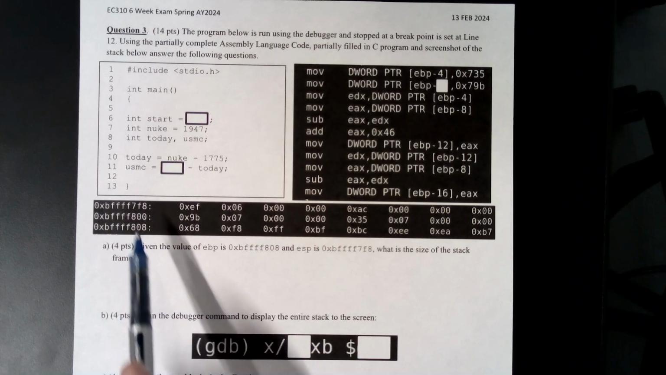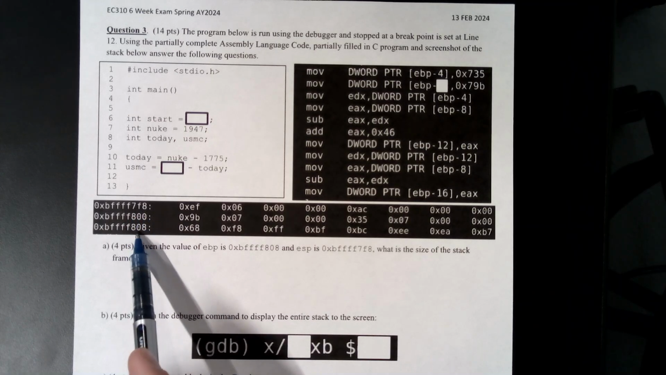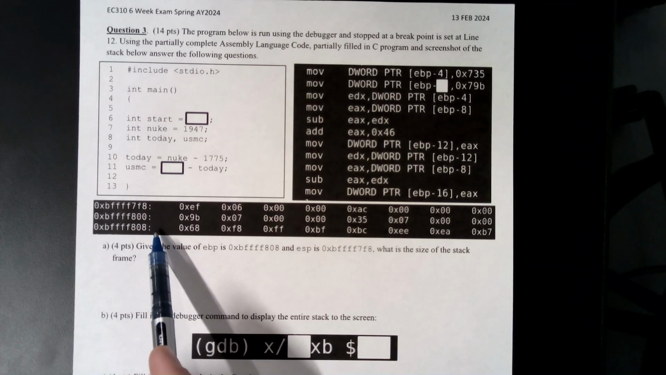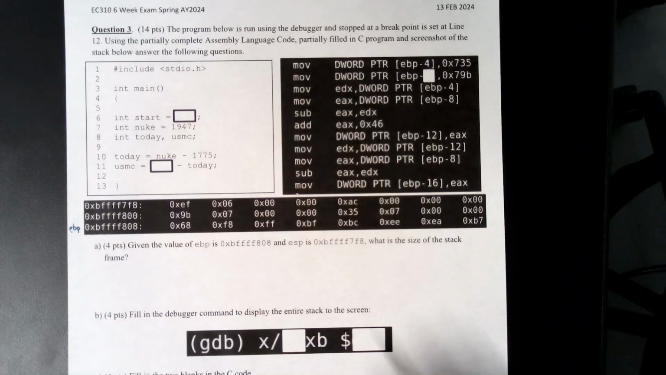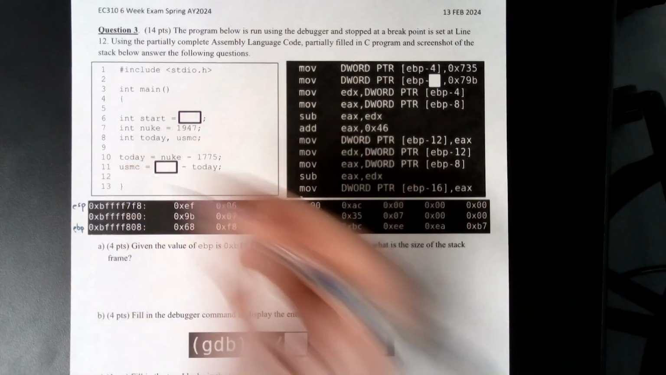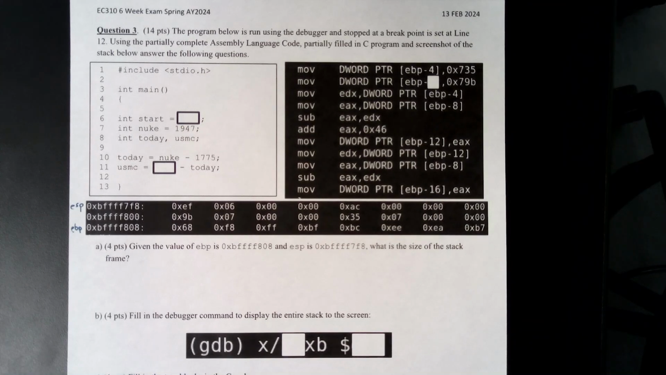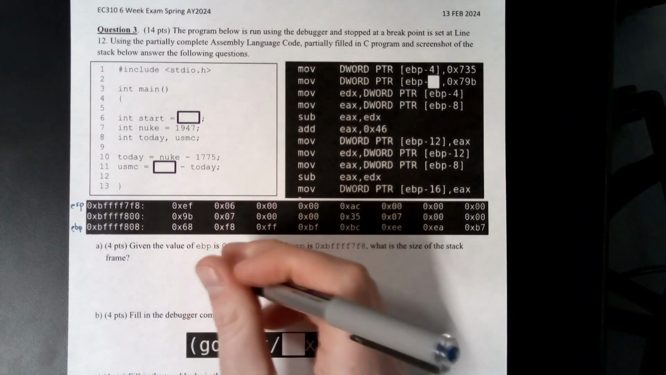So basically it's going from here to remember that 808 is pointing to, if this is EBP and this is ESP over here, the first byte pointed to by EBP is sort of below the stack. So this is considered garbage here. So what is the size of the stack frame? This is really just math.